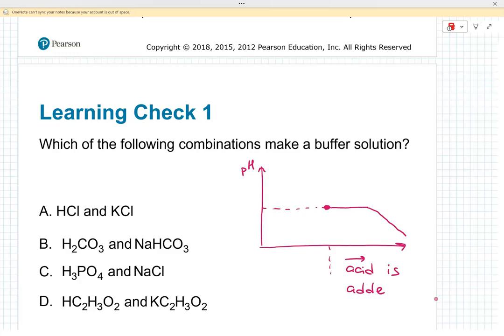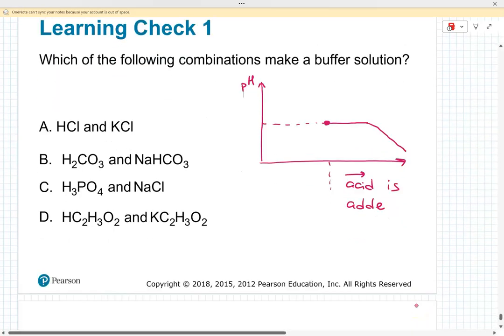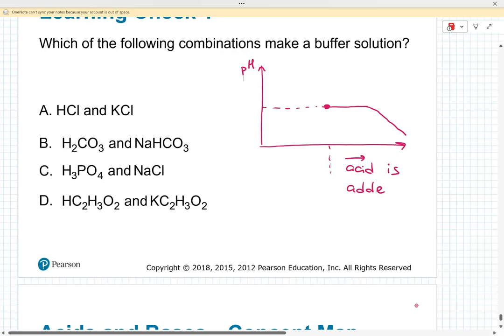Each buffer, depending on its concentration, has a certain capacity to absorb a certain amount of acid or a certain amount of base. It's not infinite. Make sense? Now let's address this question. Which of these four pairs can serve as a buffer? Hit me.